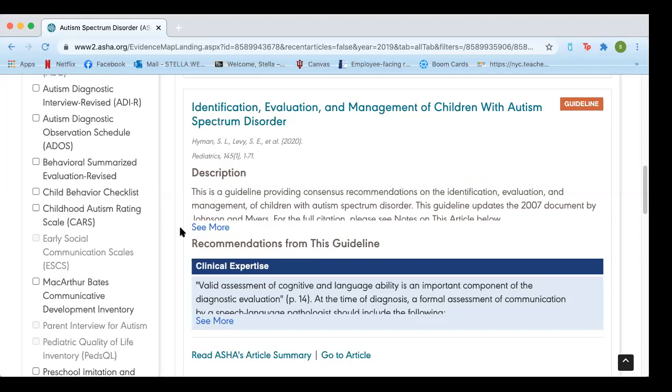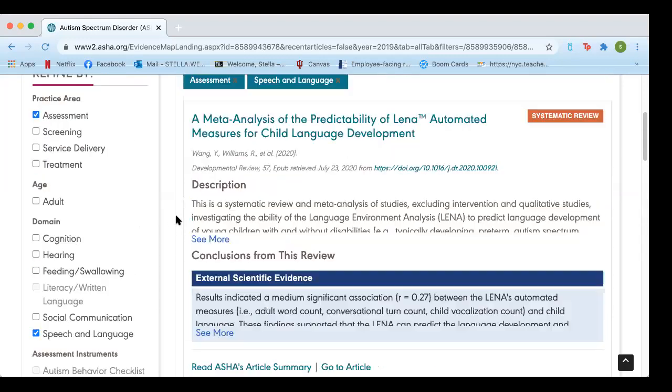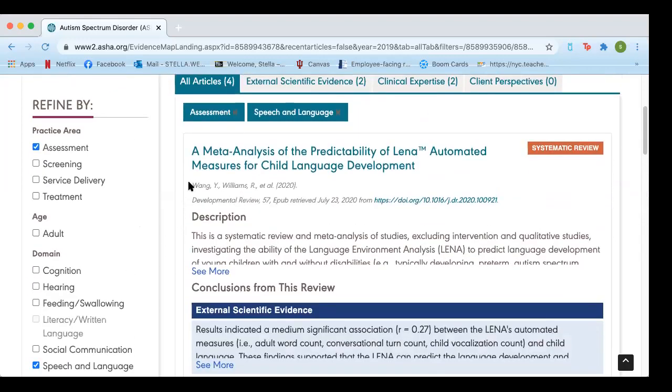So those were the articles that we found. And I think we both read an article on the LENA, the language environment analysis. I thought that was super interesting to read about. I think I would like to see more research on that. But yeah, definitely. I've never heard of it until now.